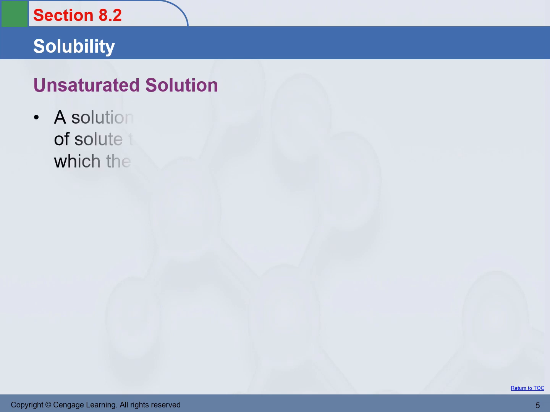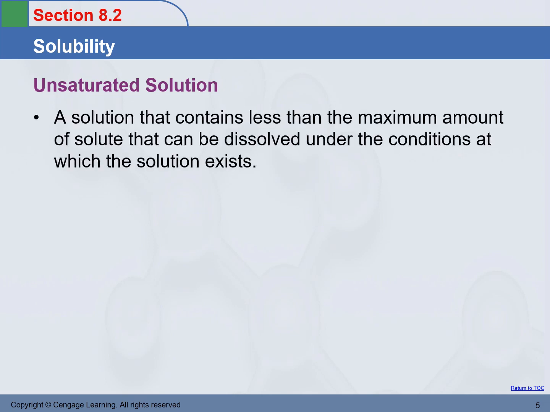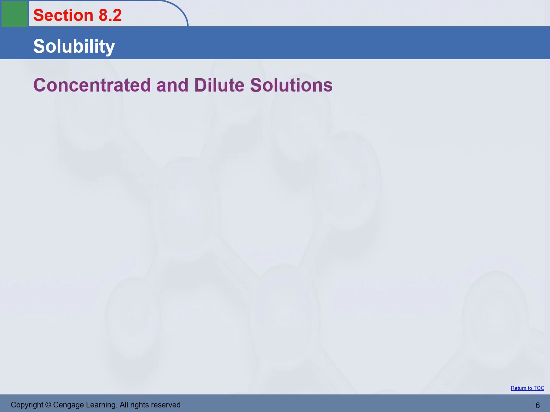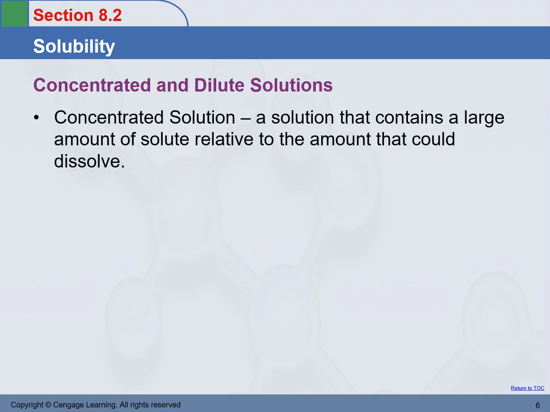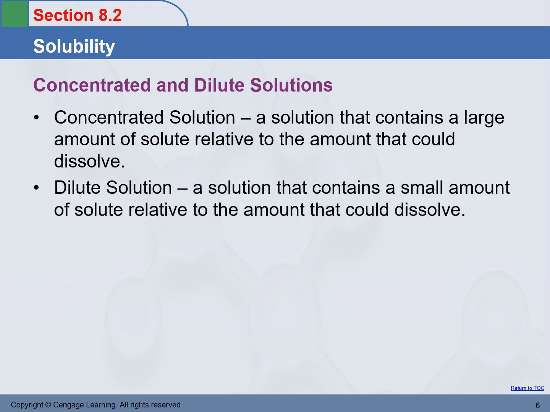Unsaturated solution, this is easier to understand. A solution that contains less than the maximum amount of solid that can be dissolved. Most solutions we encounter fall into this category. Concentrated and dilute solutions. A concentrated solution is a solution that contains a large amount of solute relative to the amount that could be dissolved. And a dilute solution is a solution that contains a small amount of solute relative to the amount that could be dissolved.